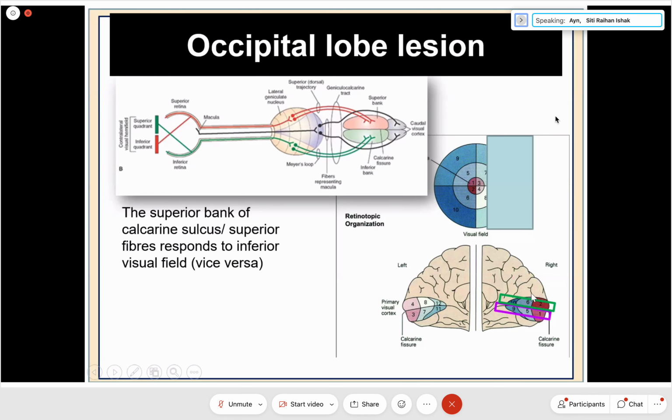So for example, you can see here 1 and 2. This is the macula region, the tip of the occipital lobe. Number 1, the inferior fibers, corresponds to the superior visual field, whereas number 2, the superior fibers, corresponds to the inferior visual field, and the more peripheral the visual field is, the corresponding area will be deeper at the occipital lobe.